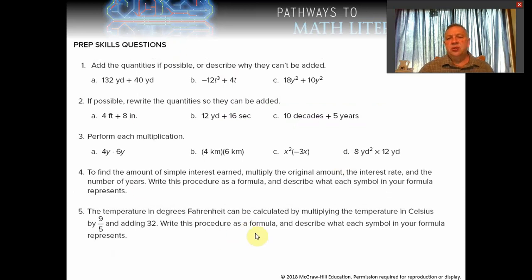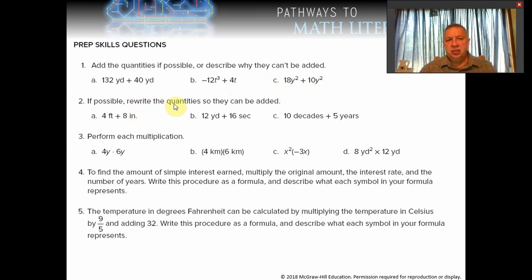So here are some prep skills questions that I want you to go over. Take a few minutes. We'll go over, I'll do a sample of 1 or 2. 132 yards and 40 yards, can I add those things? Yep. Can I simplify this expression? I can't add them. I've got a cube and a t, they're not the same, so I have to leave them alone. But in this case I can. 18 plus 10, 28, y squared.